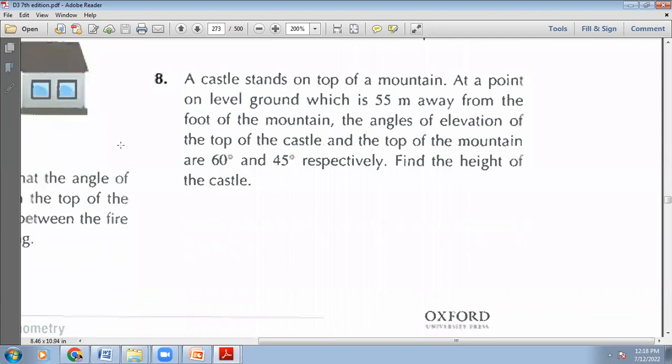Now we are going to the next question. The next question is question number 8. A castle stands on top of a mountain. At a point on the level ground, which is 55 meters away from the foot of the mountain, the angles of elevation of the top of the castle and the top of the mountain are 60 degrees and 45 degrees respectively. Find the height of the castle.